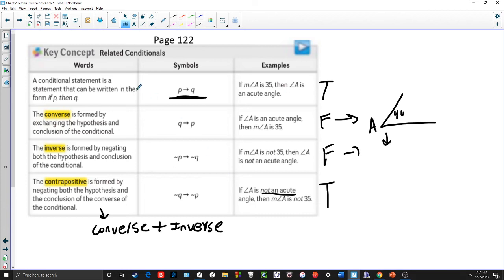So the logical link here is that the original and the contrapositive are always going to share the same truth value. If the original is true, the contrapositive is true. If the original is false, the contrapositive is false. And the converse and the inverse are going to share the same truth value. So if the converse is false, the inverse is false. If the converse is true, the inverse is true. So converse and inverse are linked, original and contrapositive are linked. And we'll see that coming up in a few examples.